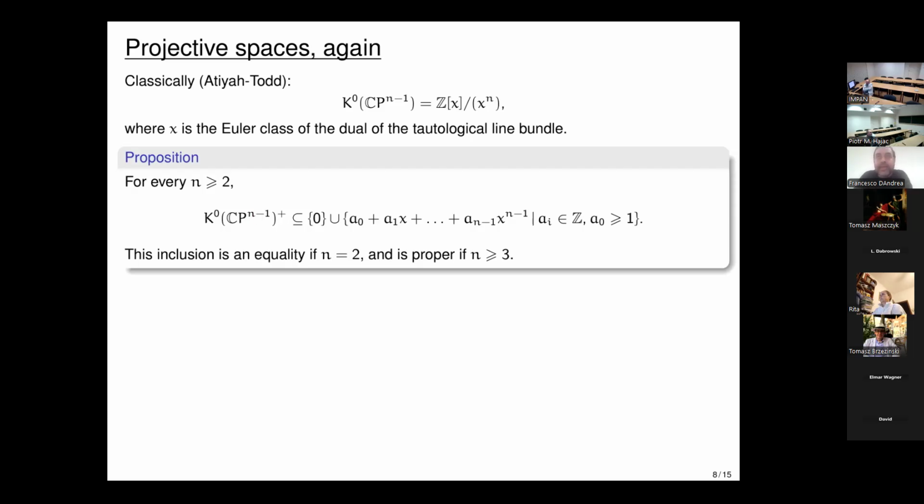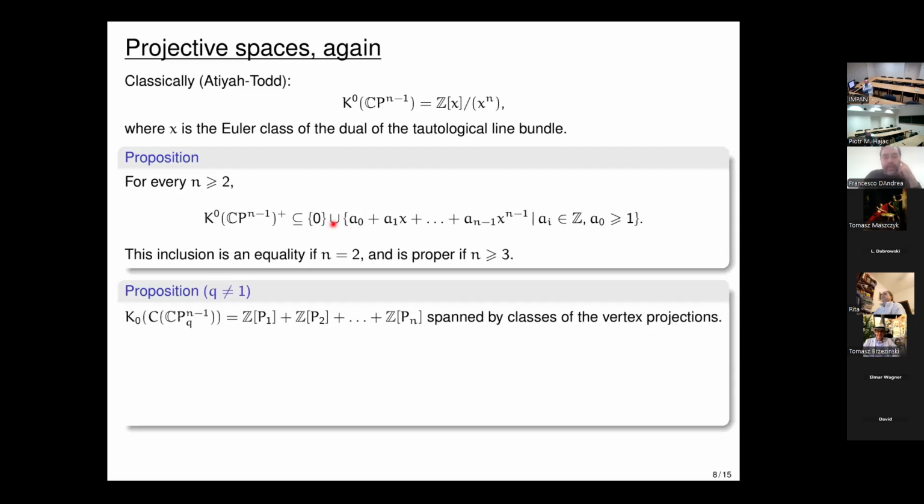Now, I tried to find in the literature some explicit computation of the positive cone for projective spaces, but I could not find it. So this is something that we computed. But even in the classical case, in dimension greater than 1, the computation is not completely explicit. You only have some set inclusion, not an equality. This set inclusion, on the other hand, is all that we need.